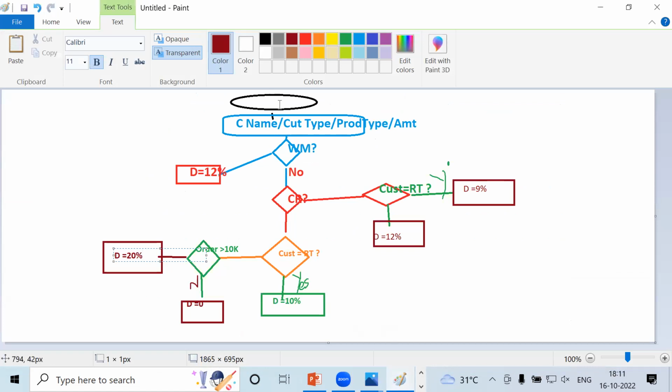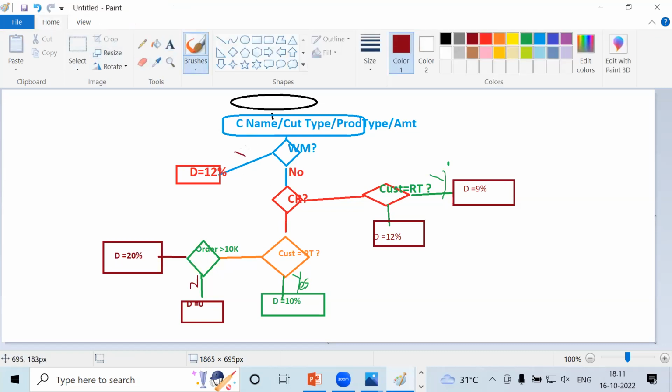So first one is start, then customer name, customer type, product type, amount. Washing machine, no, yes. If it is yes, discount is equal to 20%. If it is no, we check whether it is a cooking range. If it is a cooking range, we verify whether the customer is a retailer. If yes, discount is 9%. No, discount is 12%. Similarly, you verify whether the product is a decorative product. Naturally, if it is no for cooking range, it should be a decorative product.